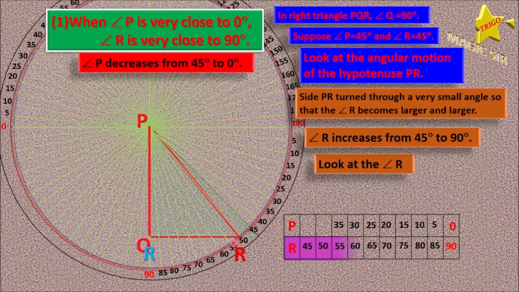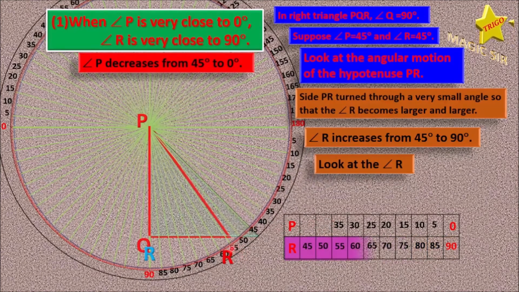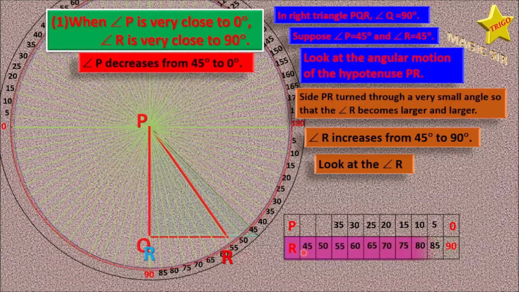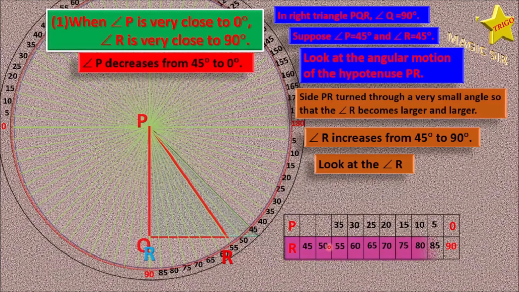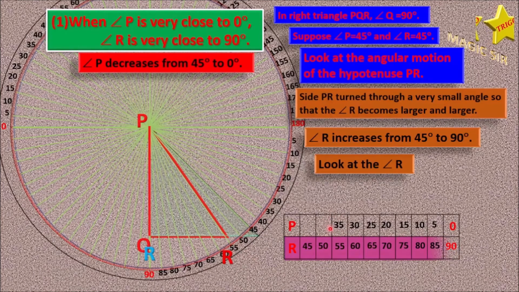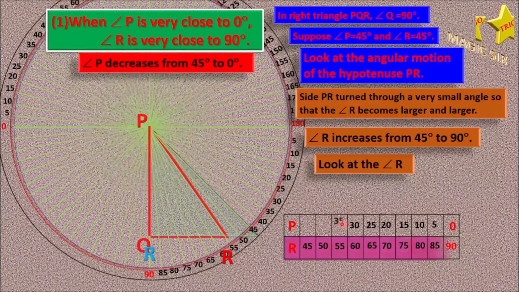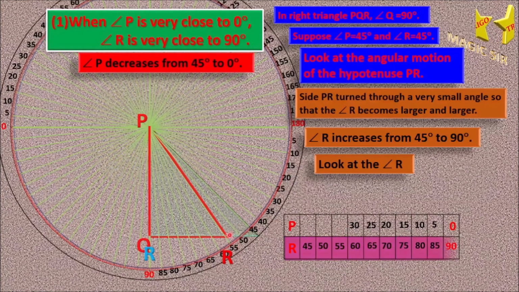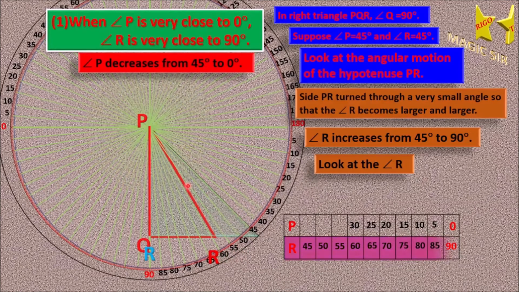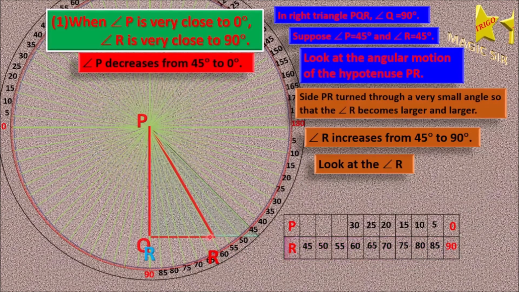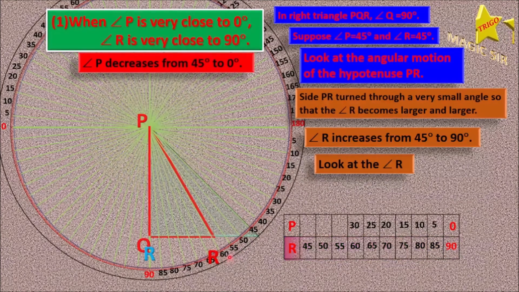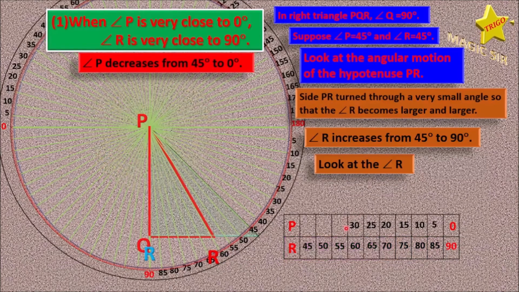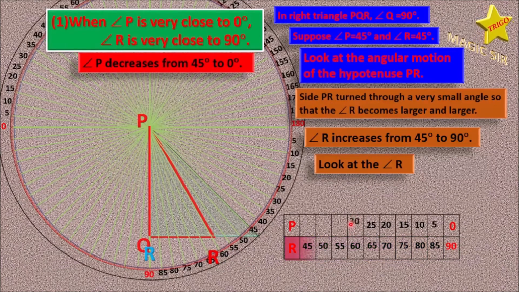Look at the angular motion of PR. Angle R is 55 degree and angle P is 35 degree. Again, look at the angular motion of PR. Angle R is 60 degree and angle P is 30 degree.